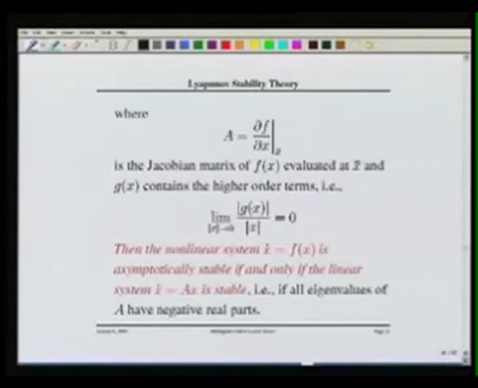First order linearization uses the first order Taylor series expansion. This linearization scheme is valid when the higher order term g x becomes very small in comparison to x, and only then can the ratio become 0. That is the meaning. So, the nonlinear system x dot equal to f x is asymptotically stable if and only if the linear system x dot equal to A x is stable. So, this is our theorem or definition, the indirect method.